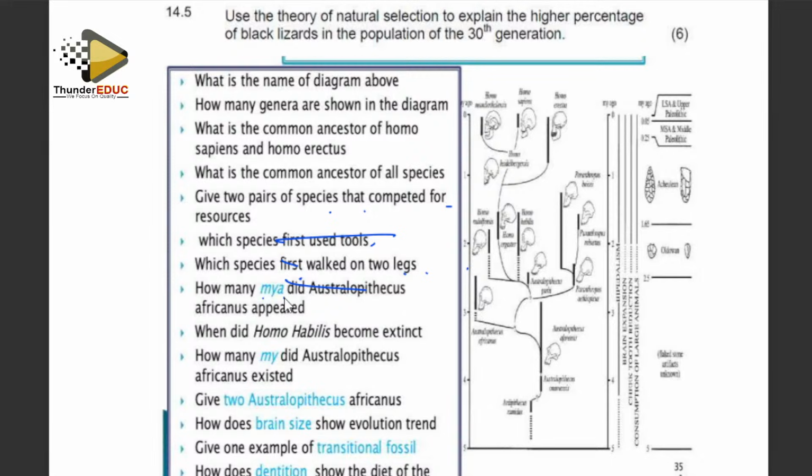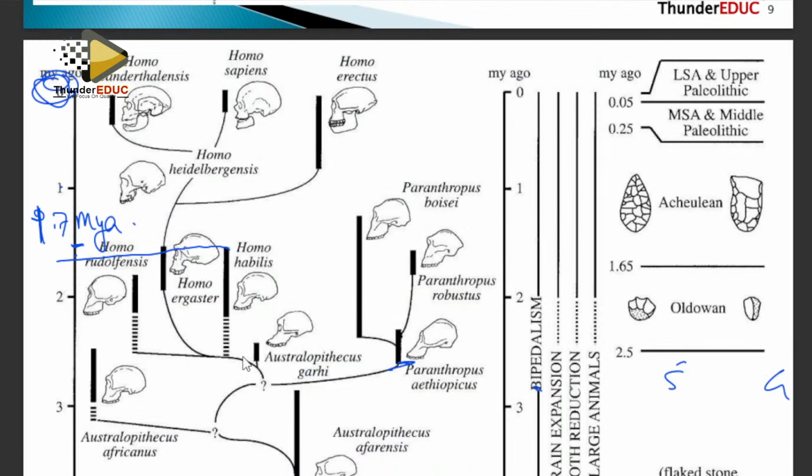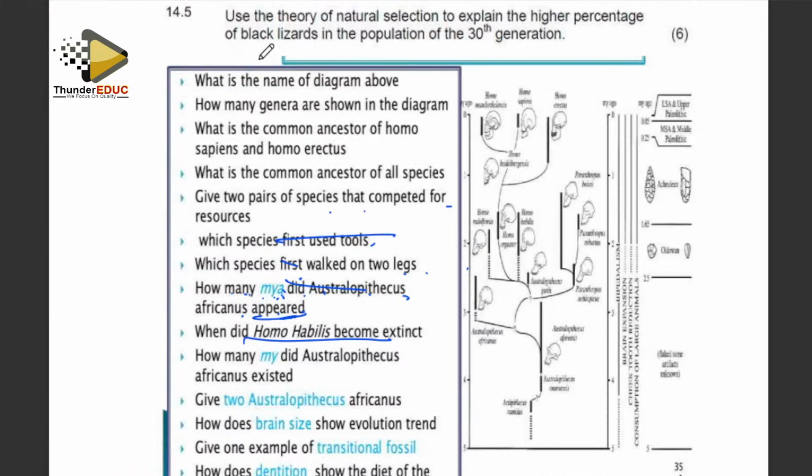How many years? Oh, I skipped that. How many million years ago did Australopithecus africanus appear? We go back and find out. Australopithecus africanus is here, so it appeared here, around 2.9, because the 0 is here, the 1 is here, the 2 is here, 2.5 is there, and around 2.9. So it appeared 2.9 million years ago. The dotted line looks to be unknown time, so approximately 2.9 million years ago.